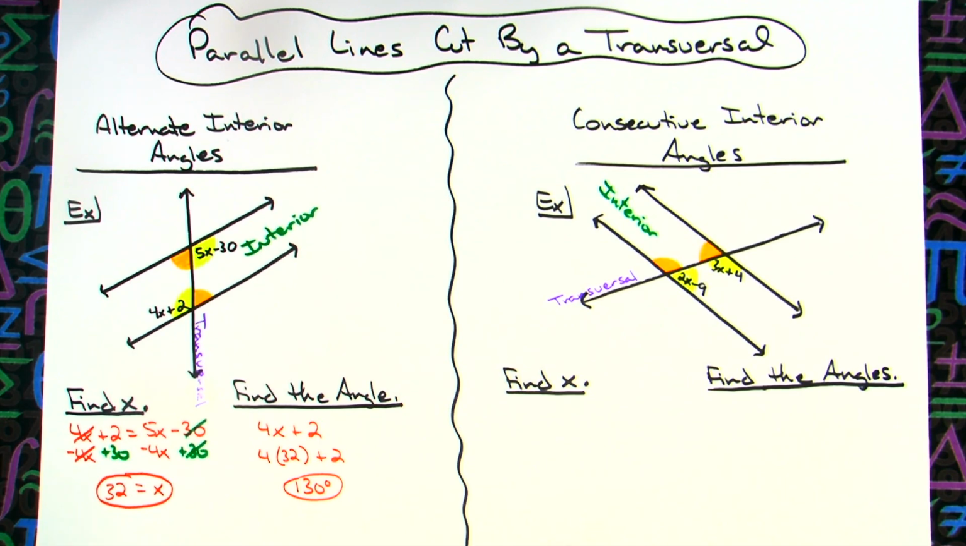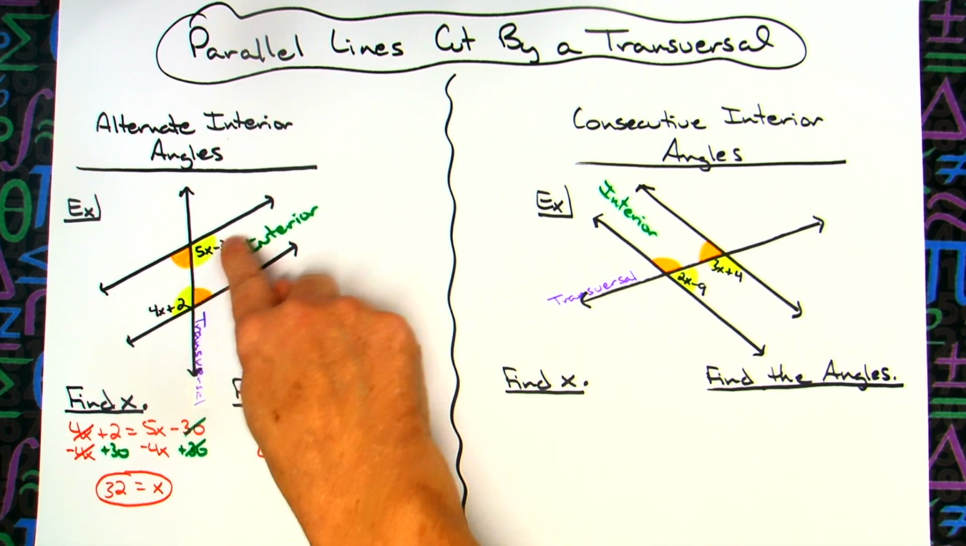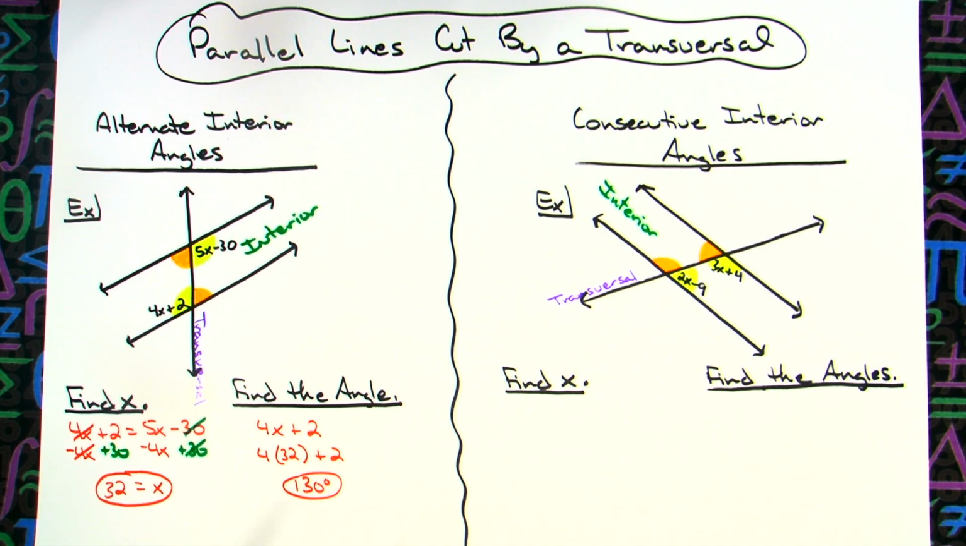So a pretty straightforward type of application there for your alternate interior angles. Sometimes they're just going to ask you to solve for x. Other times they'll ask you to actually find what those angles are.